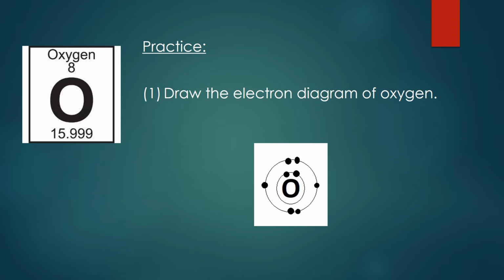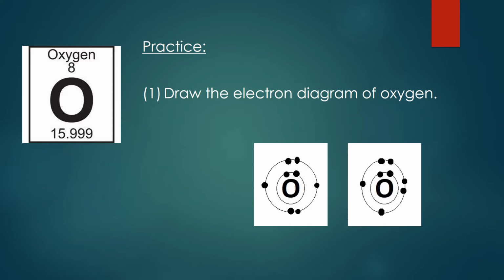Now, you could alternatively put those last 2 electrons in any of the 4 quadrants, and it doesn't affect the stability of the atom. So here's an alternative way to draw that. Notice I've just paired the electrons, just for my aesthetic preferences, in different quadrants. But the thing that is the same in both of these is that there's 2, 4, 6 electrons in the valence shell.